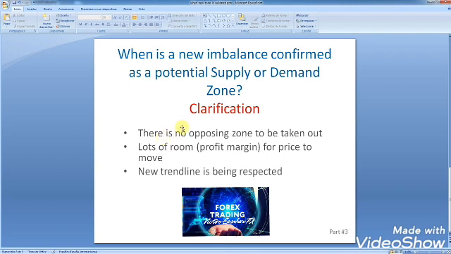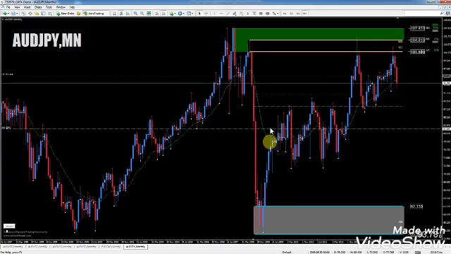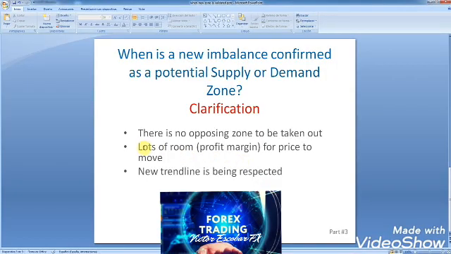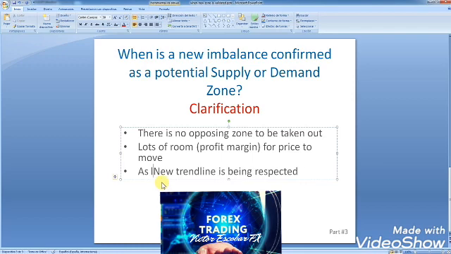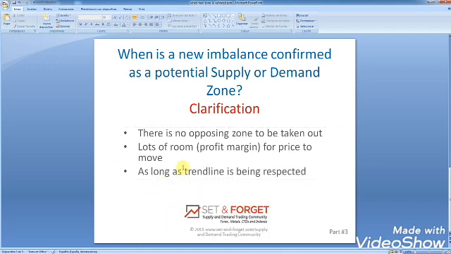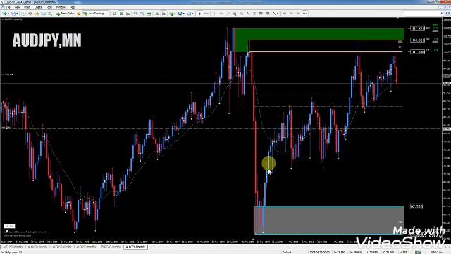If there is, we can validate levels if there is no opposing zone to be taken out. Here we've got lots of room, profit margin for price to move, and a neutral line is being respected as long, let's say here, as long as the trend line is being respected. So over here, this is what we've got.